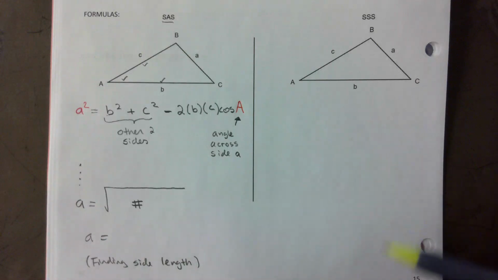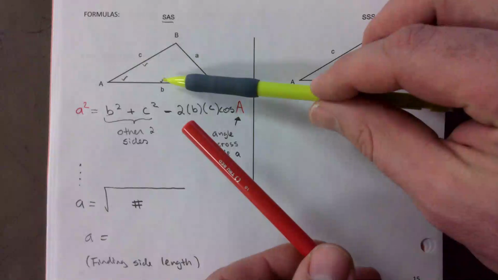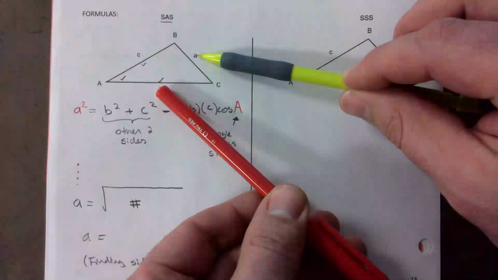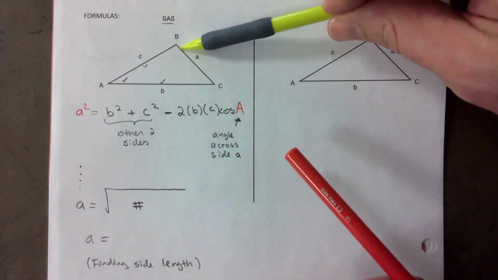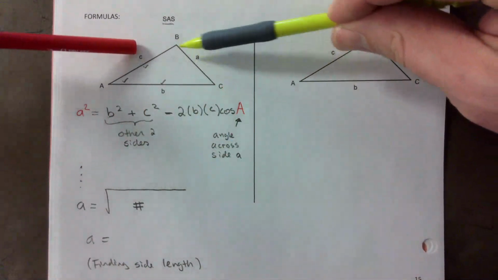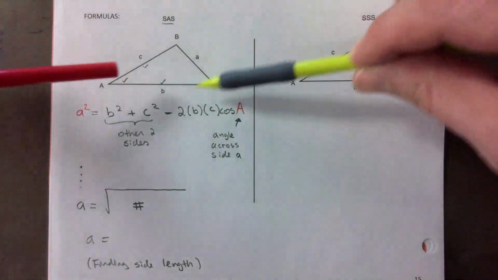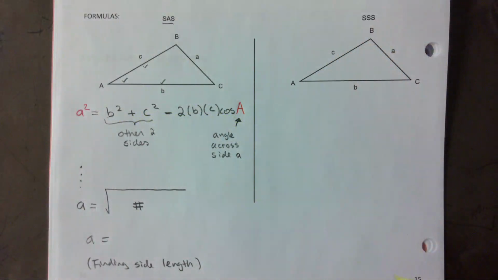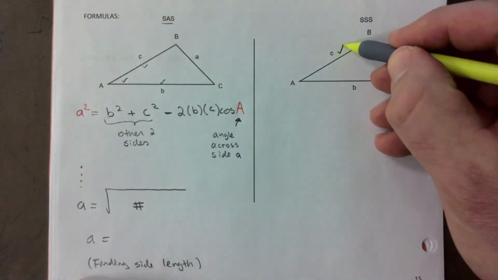I just want to make sure you understand that it could have been that the SAS happened on this corner, right, where the angle is here and you have the two sides there. It could have happened up here where you have these two sides and the angle sandwiched in between. So it would change based on the scenario. I just gave you one version of it. Now let's look at side, side, side.